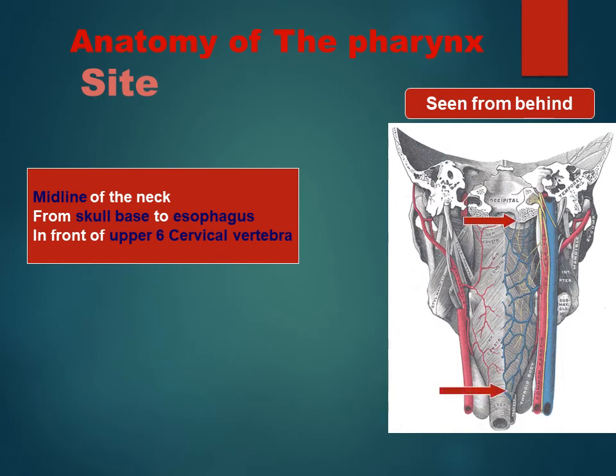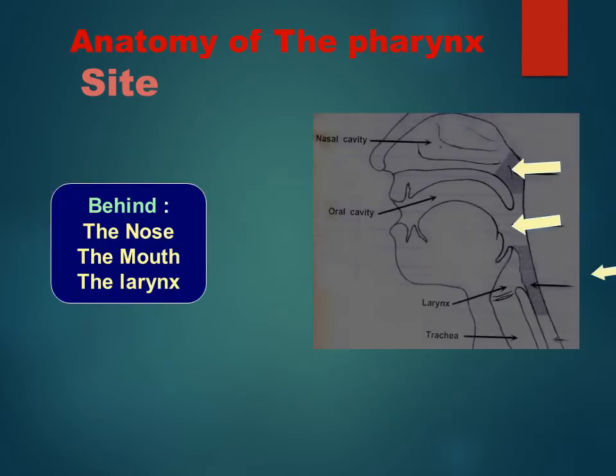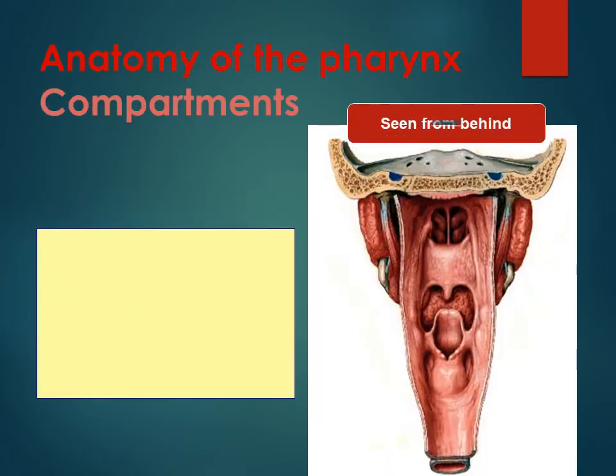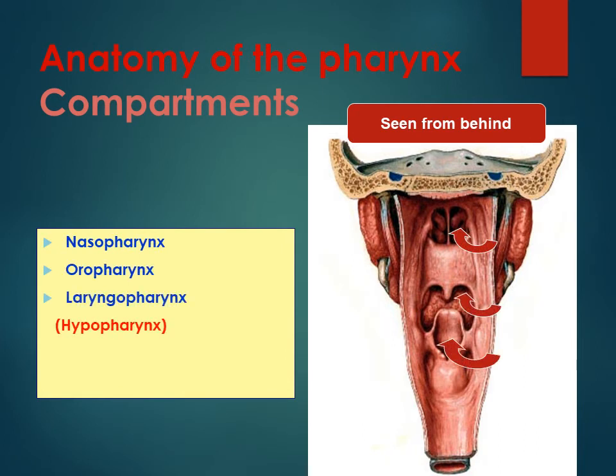Now we start the pharynx. The site of the pharynx is in the midline of the neck, from the skull base to the esophagus, in front of the upper 6 cervical vertebrae. According to the site, it's either behind the nose, behind the mouth, or behind the larynx. This is the nasopharynx, oropharynx, and the laryngopharynx, or hypopharynx. And this compartment, as seen from behind: naso, oro, and laryngeal.